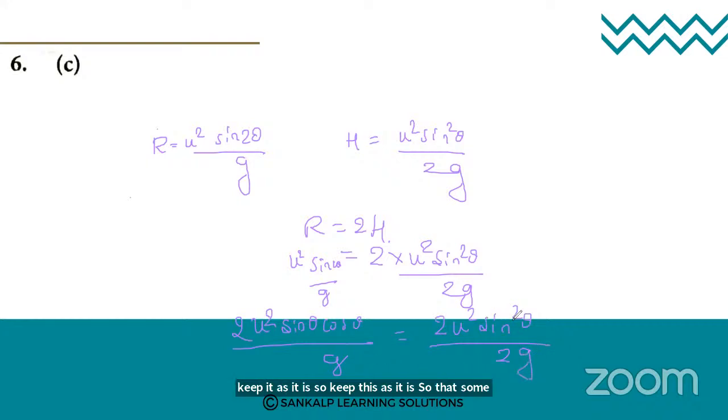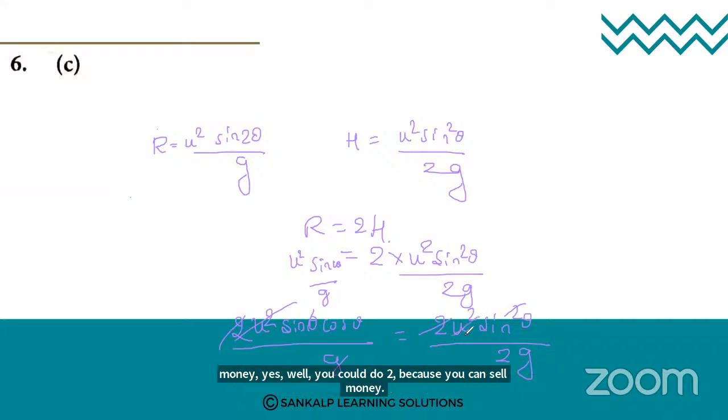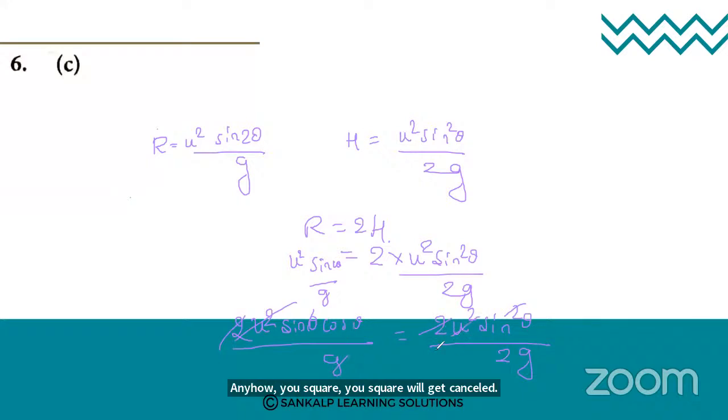Correct. So now you can see the sine theta will get cancelled. 2 will get cancelled; you can cancel either this 2 or the 2 on that side. Anyhow, u square will get cancelled. So therefore you are left with what? That is, g will also get cancelled. Here sin theta remains, and on this side cos theta remains. Correct? And here 1/2 is remaining.